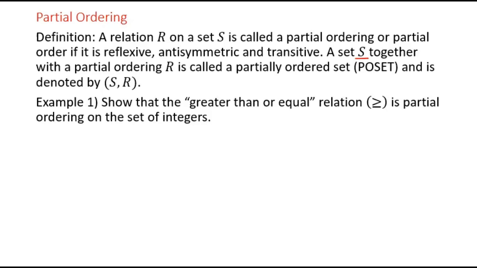Let's start. What is partial ordering? A relation R on set S is called a partial ordering or partial order if it is reflexive, antisymmetric and transitive. A set S together with partial ordering R is called a partially ordered set and is denoted by S, R, this ordered pair S, R.